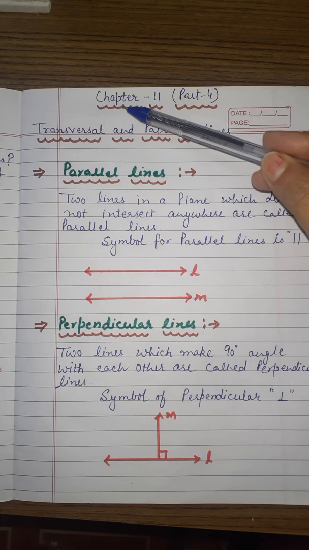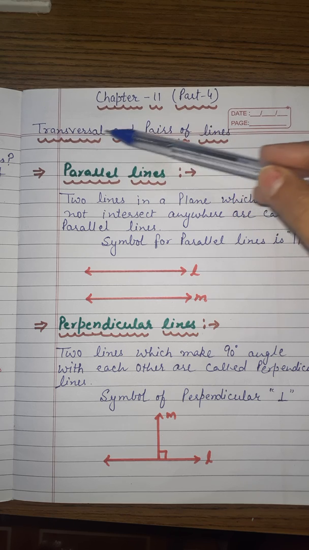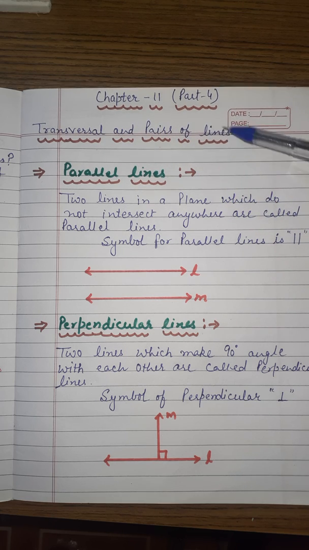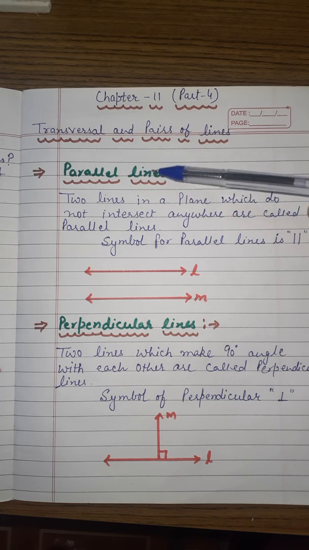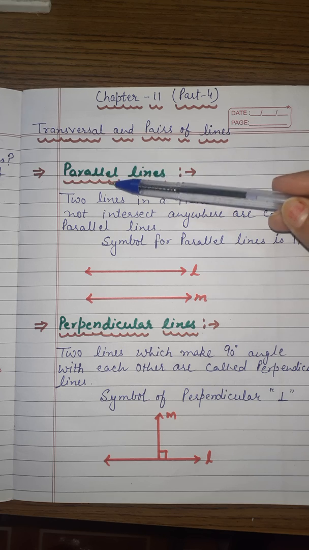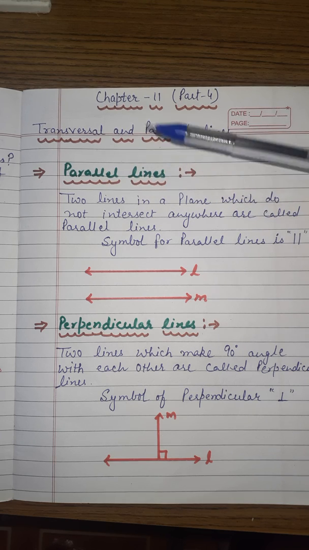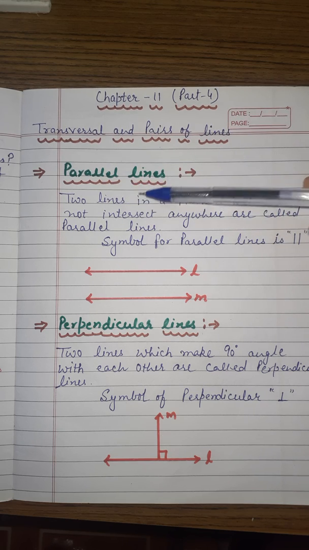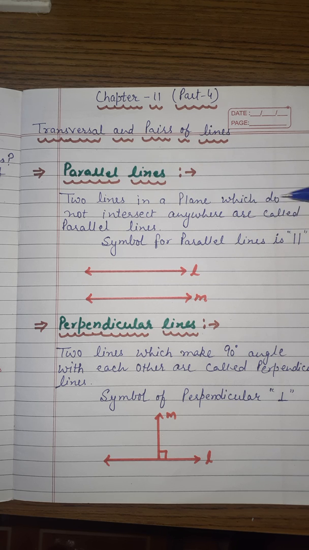Dear students, we are doing chapter 11, transversal and pairs of lines, and today we will do the next concepts of this chapter, that is parallel lines and perpendicular lines. So first of all, there are parallel lines. What are parallel lines? Two lines in a plane which do not intersect anywhere are called parallel lines. And you already have learned about this concept.